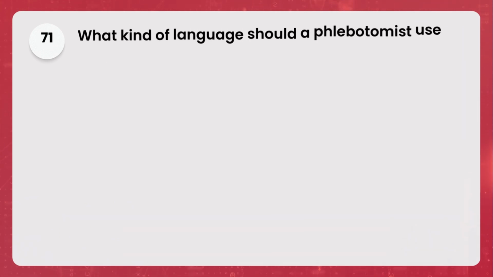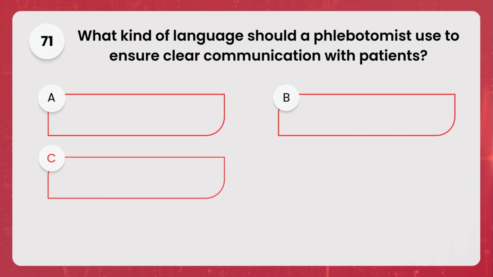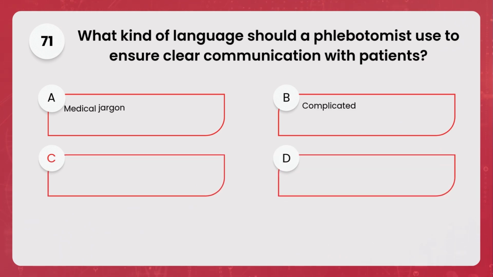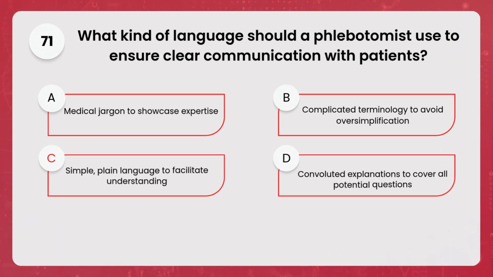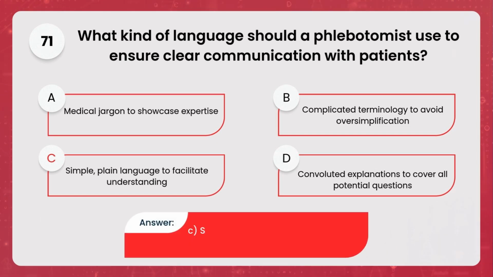Number 71. What kind of language should a phlebotomist use to ensure clear communication with patients? A. Medical jargon to show expertise. B. Complicated terminology to avoid oversimplification. C. Simple plain language to facilitate understanding. Or D. Convoluted explanations to cover all potential questions. The answer is C. Simple plain language to facilitate understanding.